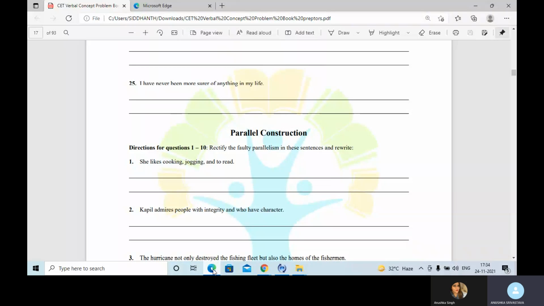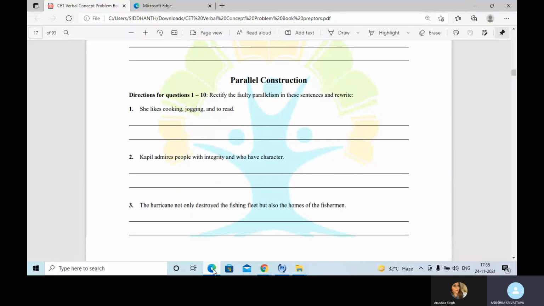So let us do the questions on parallelism. If I say the first question, she likes cooking, jogging, and to read, it's a very obvious answer. We can take all three to be gerunds and give the answer as she likes cooking, jogging, and reading. Second question says Kapil admires people with integrity and who have character. With integrity is fine, but who have character is a distortion. It is giving an extra importance to the second idea. So I might as well write the answer as Kapil admires people with integrity and character.